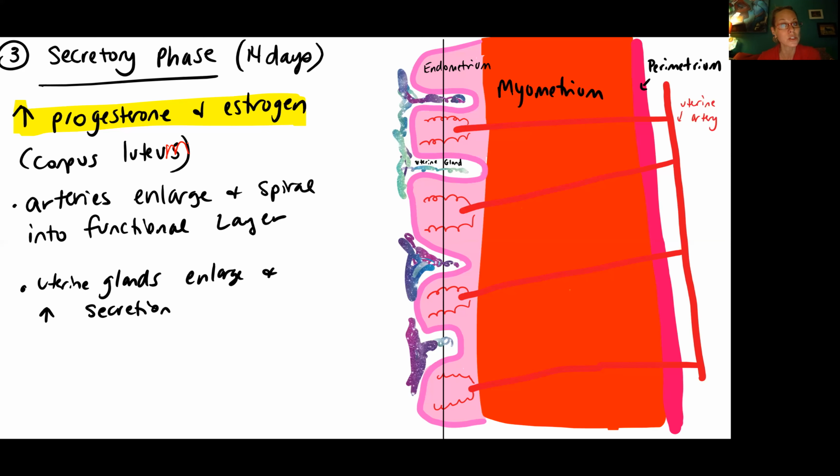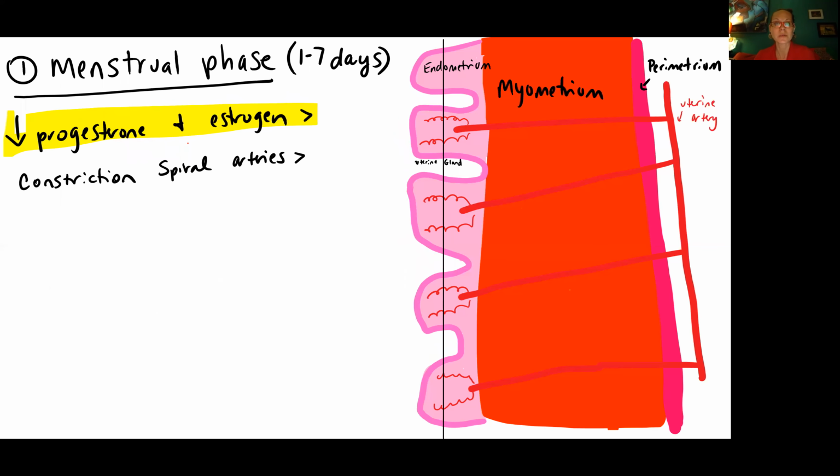If the embryo implants, you maintain that secretory phase until you have your viable pregnancy, right? And we'll see first the corpus luteum will help maintain that pregnancy, and then we'll see the placenta taking over and doing that job. But if you don't get implantation, remember the corpus luteum becomes the corpus albicans, which means we have a decrease again in our progesterone and estrogen, and so we're starting our cycle back over and we're ready for that menstrual phase.